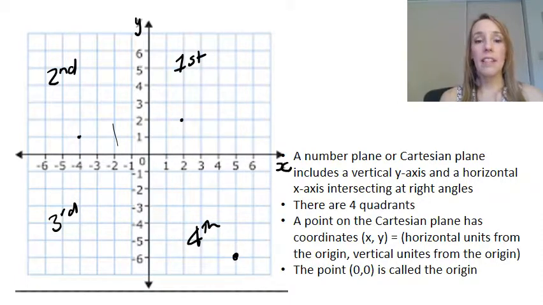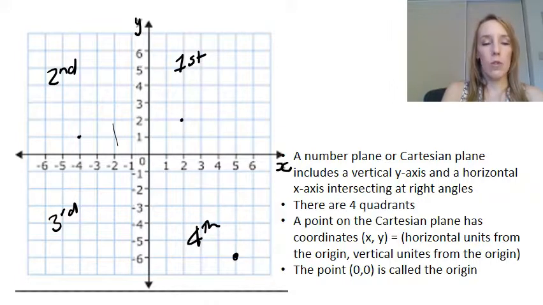The way we count these is from the origin. The origin is this point in the middle, and that's 0, 0. So on the x-axis it sits at the point 0, and on the y-axis it sits at the point 0 as well. Each of the points that we plot from there are counted out from the origin.